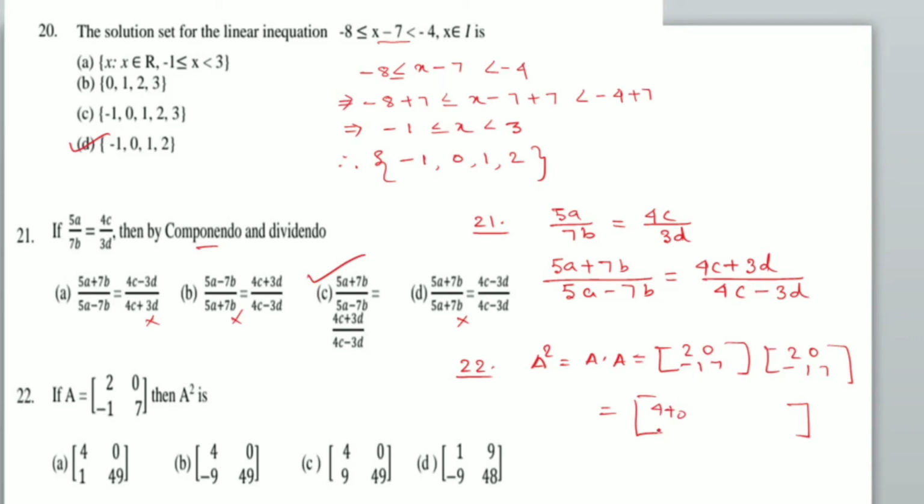Then 2 and minus 1, it is minus 1 minus 2, 2 minus 1 into 7, it will be minus 7. Next 0 7, 0 into 2 means 0 plus 0, 7 into 0 means 0, so it is 0. Next one is 0 into minus 1, 0 plus 7 into 7 means 49. So it will be 4 0 minus 9 49. Okay, so which is the option? 4 0 49. Yes, this is the right option.